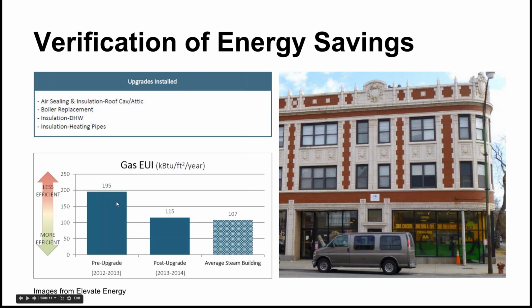It was about 200 kBtu per square foot per year. And then post-upgrade, it was down to 115. So that's about 41% savings in gas energy. And that's a lot, but it's still higher than your average steam building, and we kind of have to look at why that is.